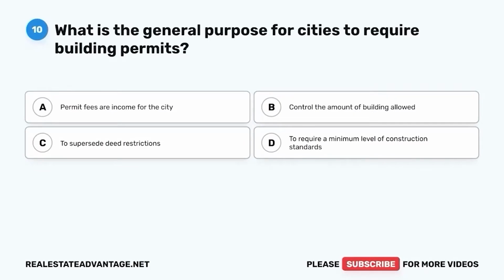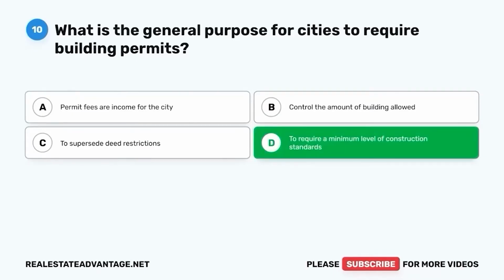A. Permit fees are income for the city. B. Control the amount of building allowed. C. To supersede deed restrictions. D. To require a minimum level of construction standards. The correct answer is D. To require a minimum level of construction standards.